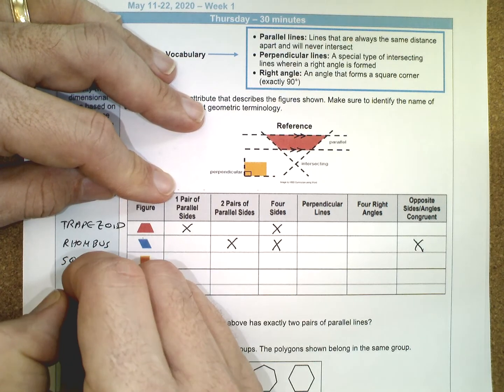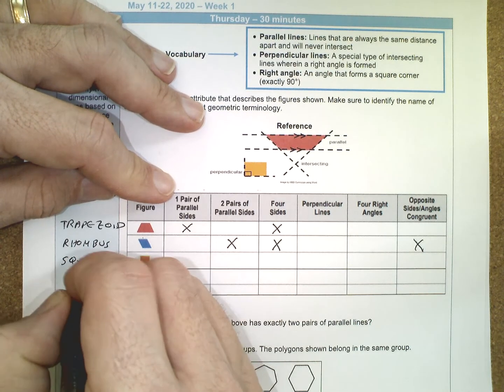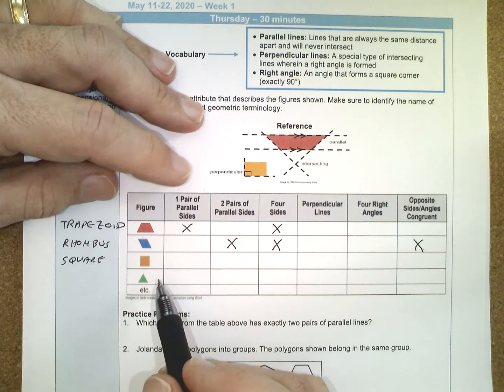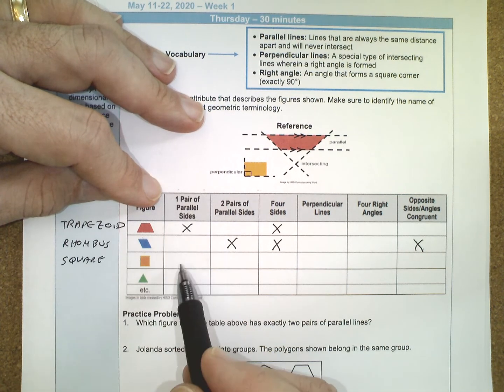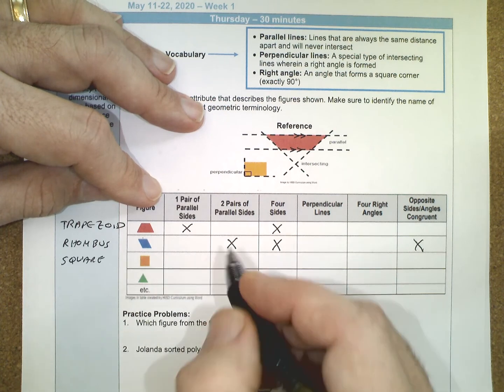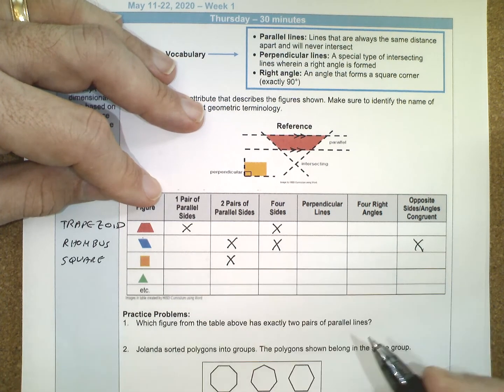Next we have a square, un cuadrado. Okay, yeah, cuadrado. Is it un par de líneas paralelas? So one pair of parallel sides? No. It has two pairs of parallel sides. Okay, dos pares de lados paralelos.